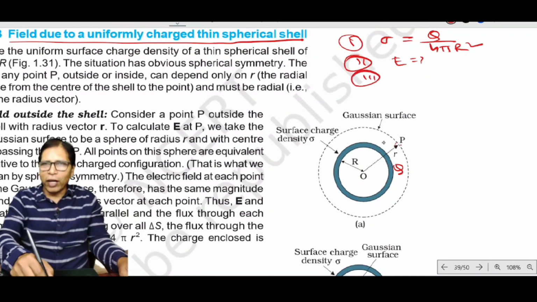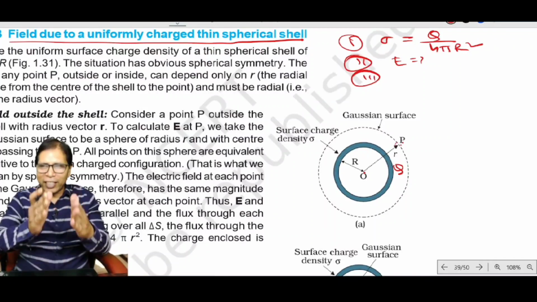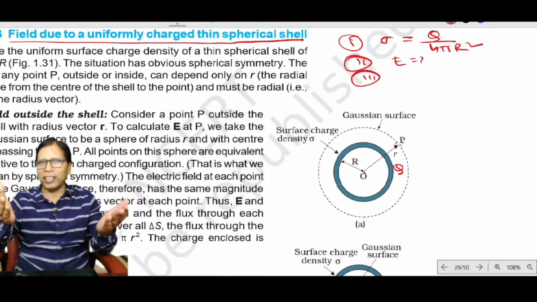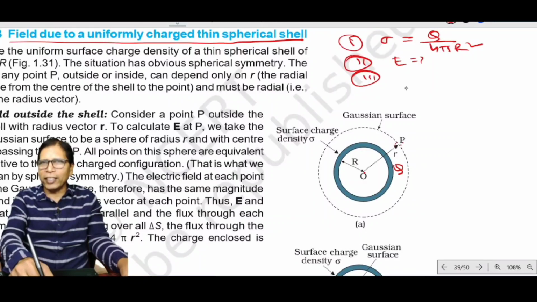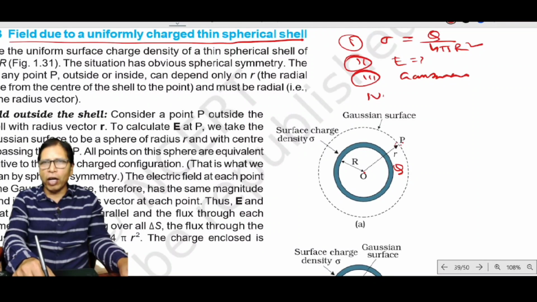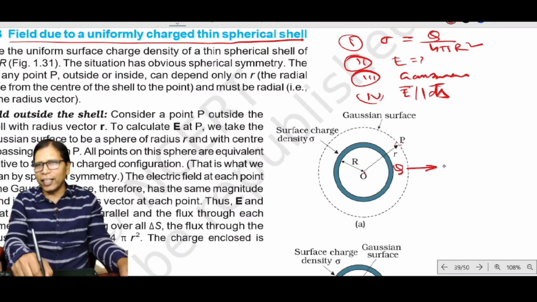Number 3. A spherical Gaussian surface of radius small r passing through the point P is drawn concentric with the spherical shell or conducting sphere. No problem. So this is the Gaussian surface. Now number 4. On the Gaussian surface, E vector is parallel to ds vector. Here E is radially outward and ds is also radially outward.